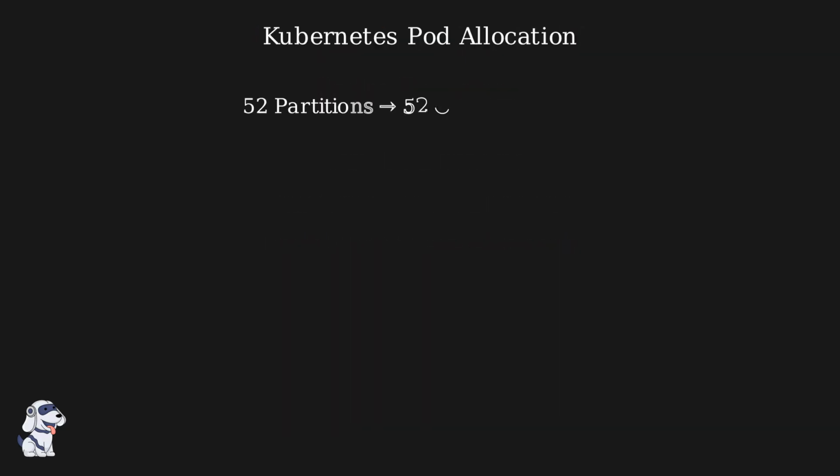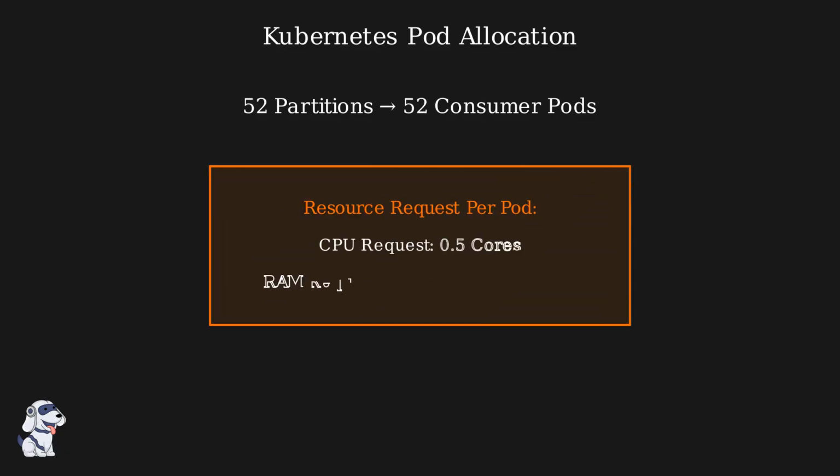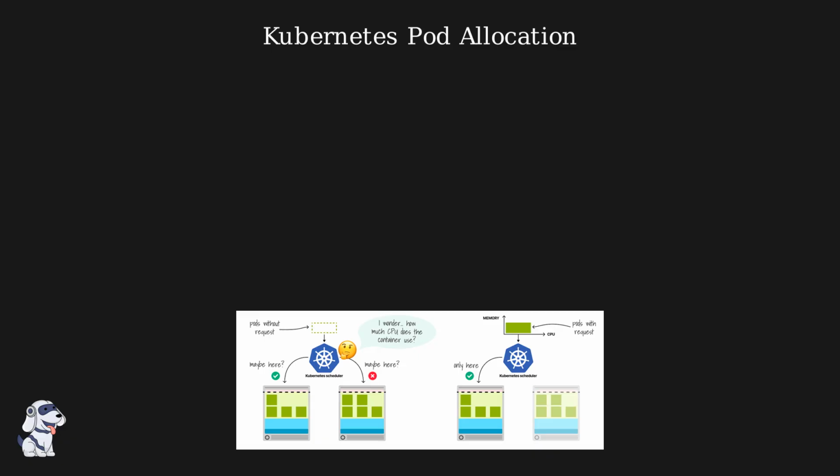With our 52 Kafka partitions identified, we deploy exactly 52 consumer pods. This one-to-one mapping ensures optimal parallelism for our processing needs. We define our resource footprint precisely. Each pod requests 0.5 CPU cores and 1 gigabyte of RAM, with the ability to burst up to 2 gigabytes during load spikes. By declaring these requests, the Kubernetes scheduler intelligently places these pods on nodes with sufficient capacity, ensuring our processing remains stable.